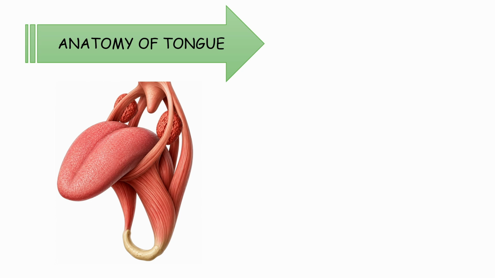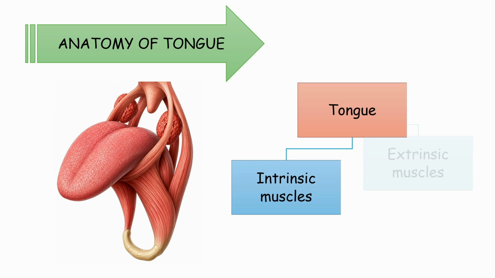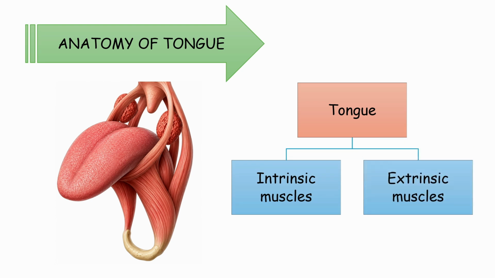When we look at the musculature, the tongue has two groups of muscles, the intrinsic and the extrinsic muscles. The intrinsic muscles have their origin and insertion within the tongue itself, arranged as the longitudinal, vertical and transverse groups of muscles. Whereas the extrinsic muscles have their origin elsewhere and get inserted into the tongue.